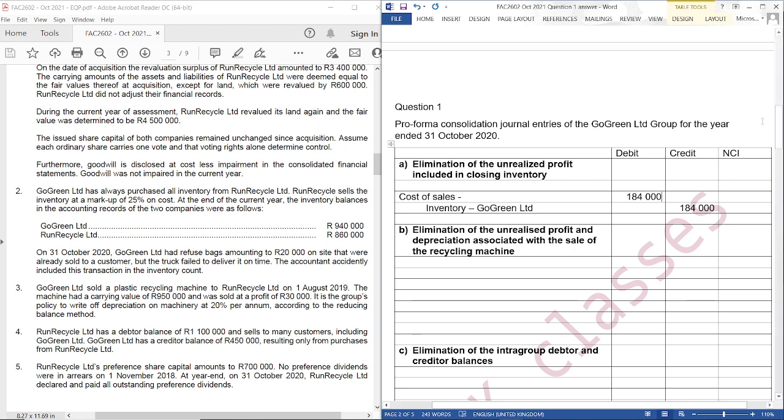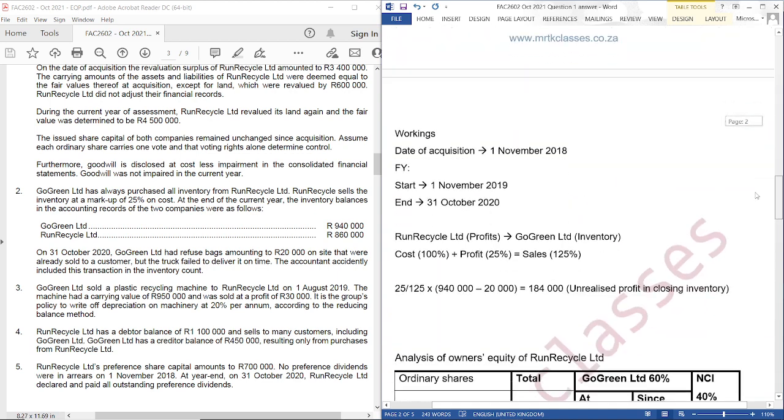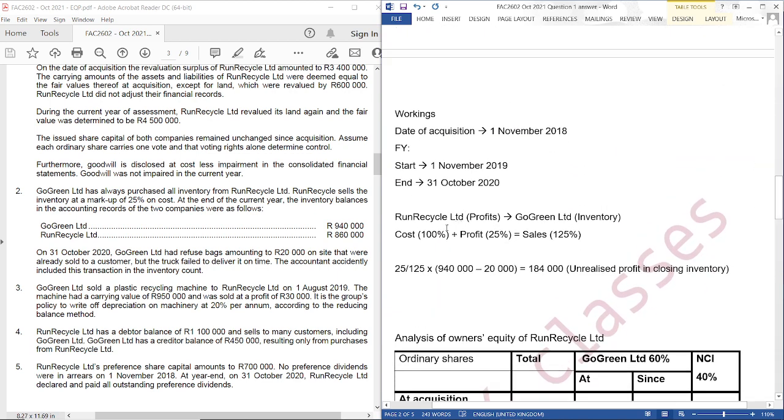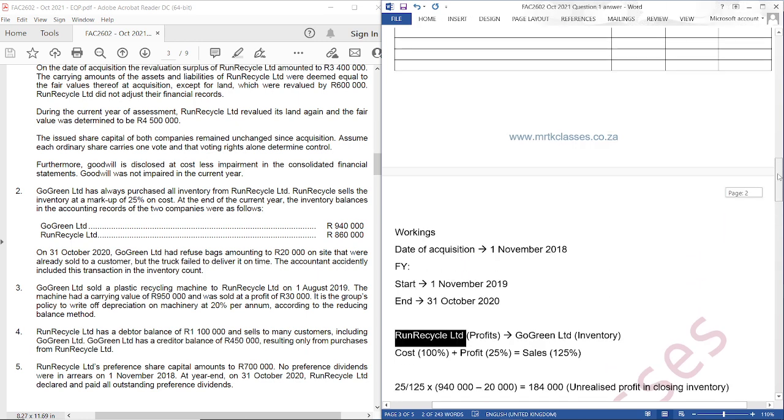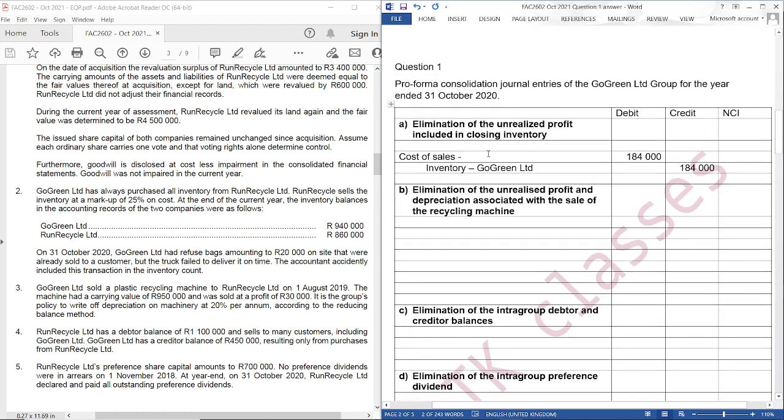We need to decrease our profit by 184,000. So profits are in the books of who? Profits are in the books of Run Recycle Limited. Right? Then we are done. We are moving on to B.